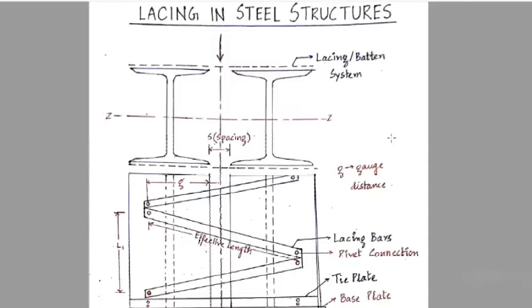Built-up columns are composed of 2 or more parallel main components, which can be I sections, C sections or angular sections. And these main components of a built-up column are interconnected with the help of lacings, or in some cases battens. Now, the main topic for our discussion in this video is lacings. We will be discussing battens in some other lecture, right?